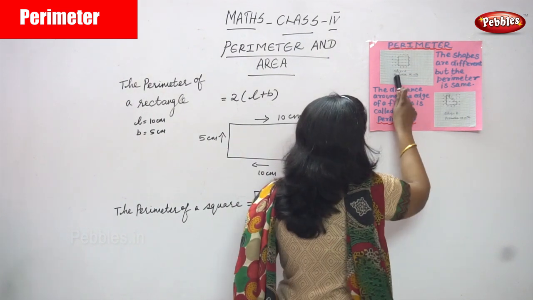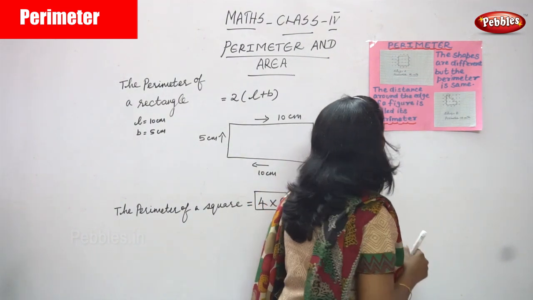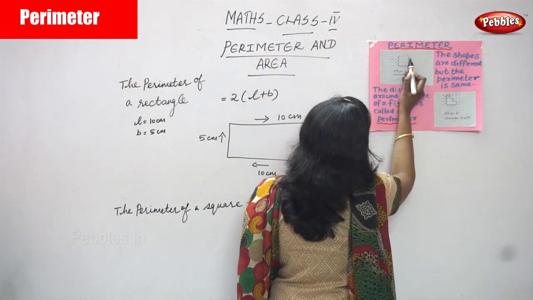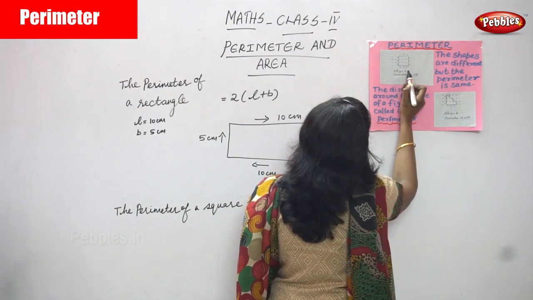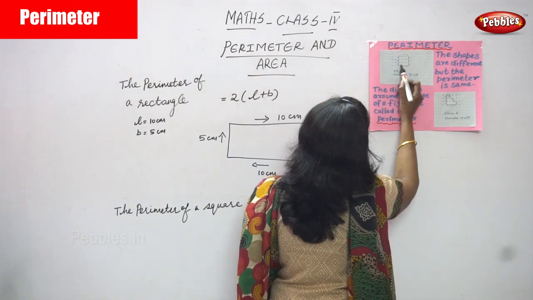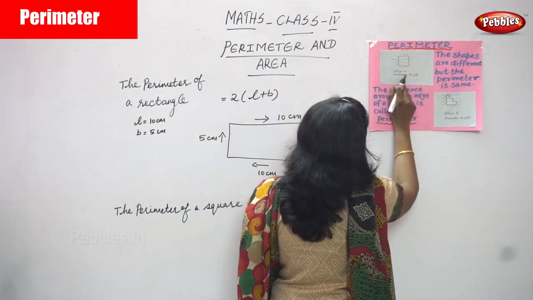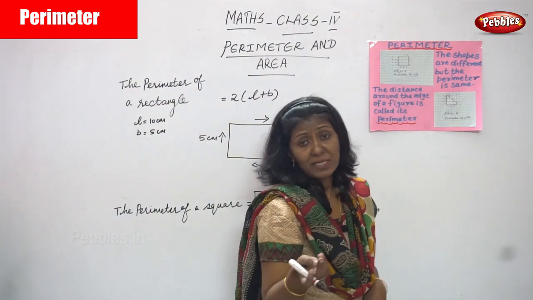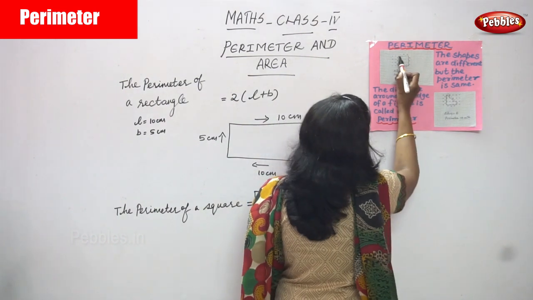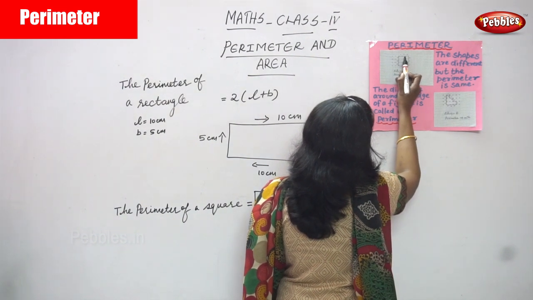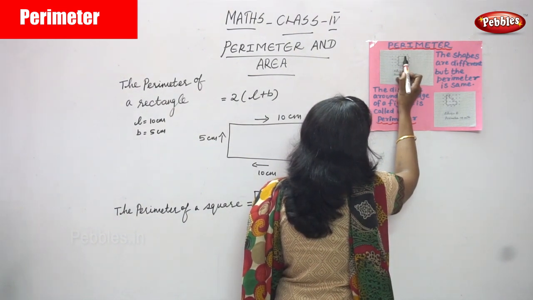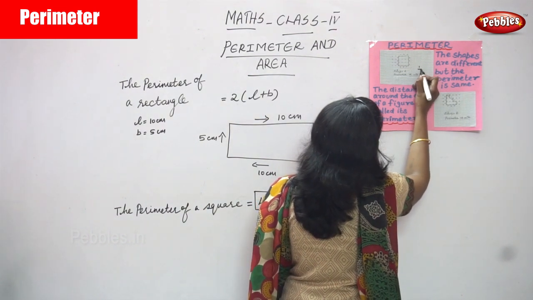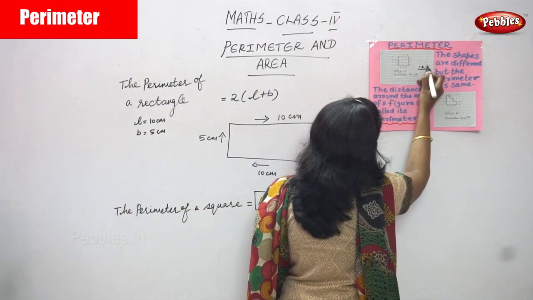So this is shape A. We have to find out how many units in this figure. So this is 1, 2, 3, 4, 5, 6, then 7, 8, 9 and 10, 11, 12. So this shape A perimeter is 12 units, that means 12 centimeters. Each dot, from this dot to this dot is 1 unit, this dot to this dot is 2 units.